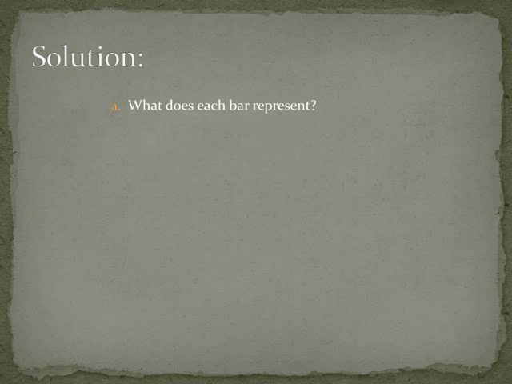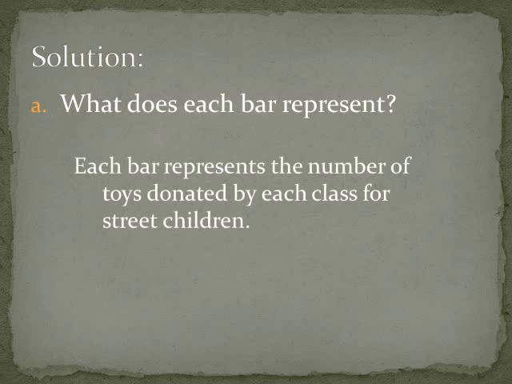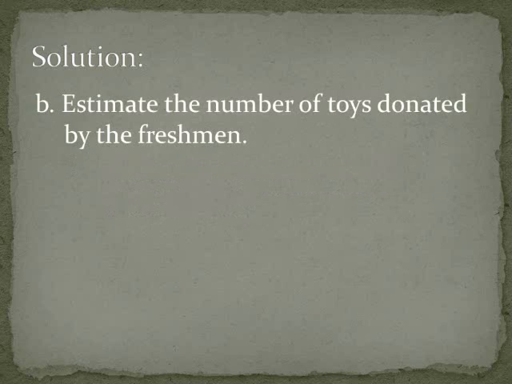Solution for example number 1. The first question was, what does each bar represent? Each bar represents the number of toys donated by each class for street children. Question number 2 was, estimate the number of toys donated by the freshmen. First-year Archimedes donated 50 toys, and first-year Galileo donated about 48 toys. Thus, the estimated donation for the freshman is 98 toys.